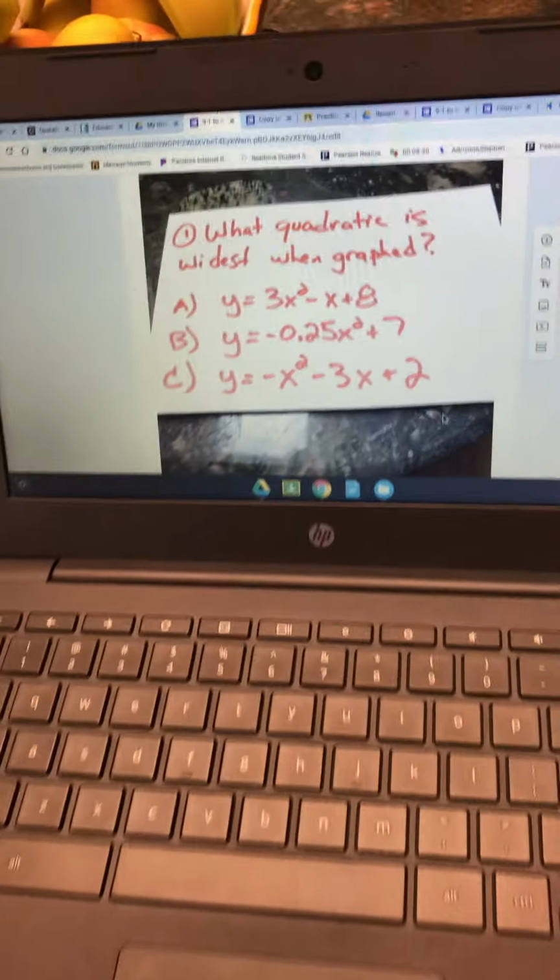Let me walk through how to do these problems. And again, reach out. If you're confused on something, send me an email, send me a Remind, and I can give you a hand, all right? So going through the quiz question by question.